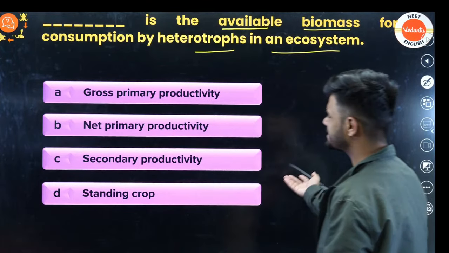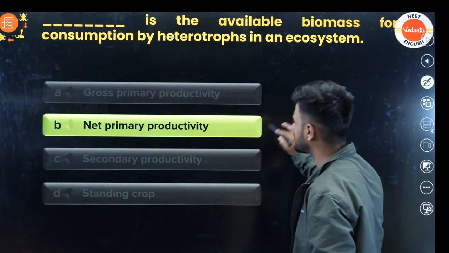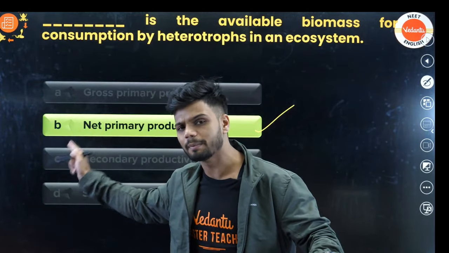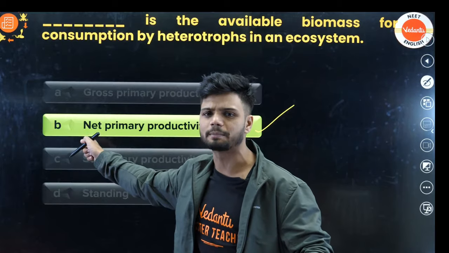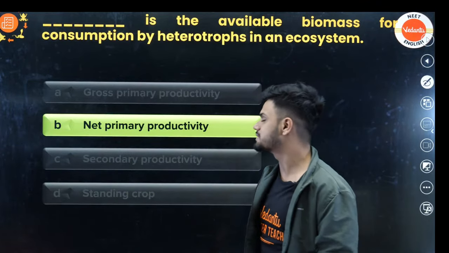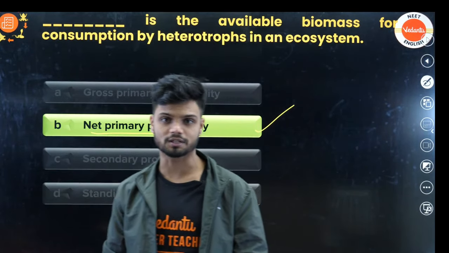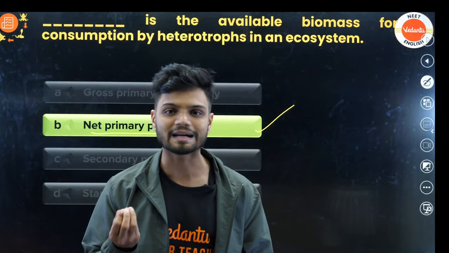So what is the answer here? The answer is very simple. That is your net primary productivity. Do not worry if you do not know the answer. I will be teaching you every single concept. What is net primary productivity? What is gross primary productivity? What is the meaning of productivity?